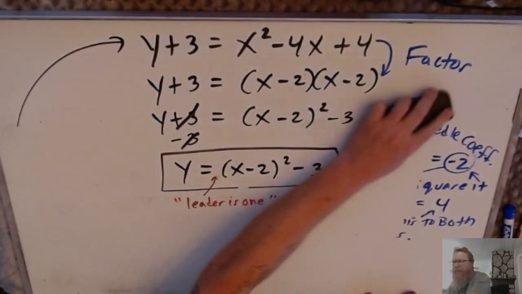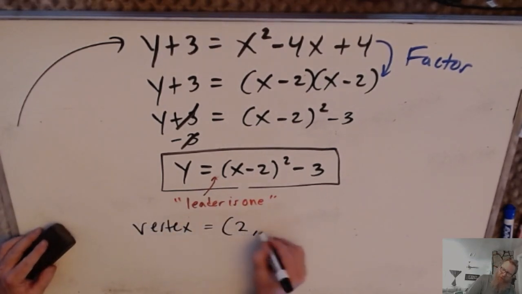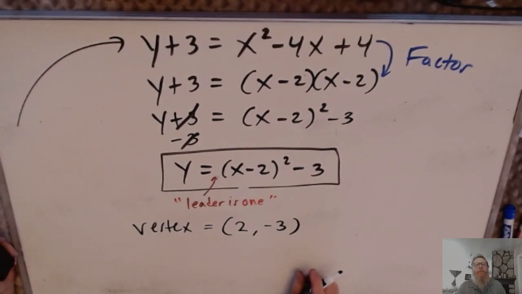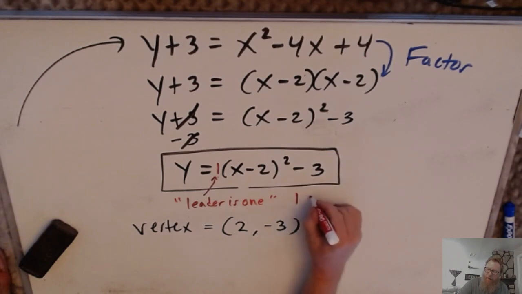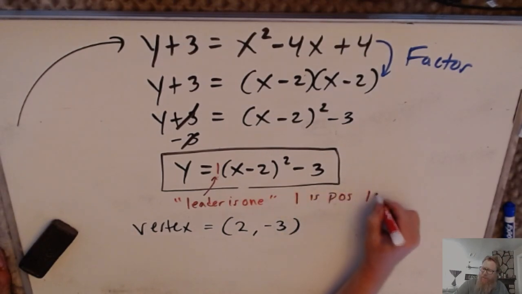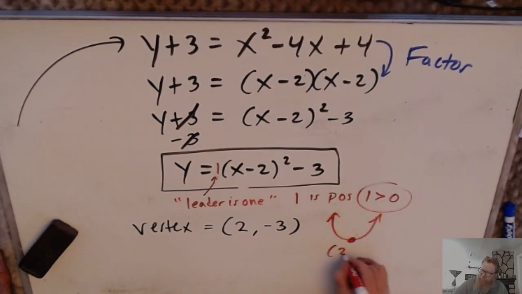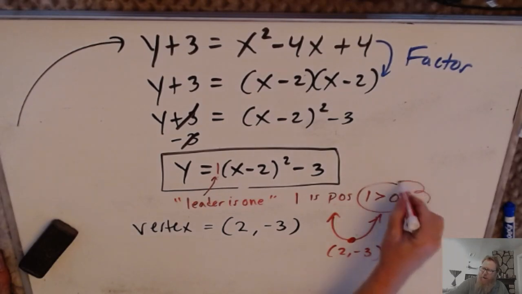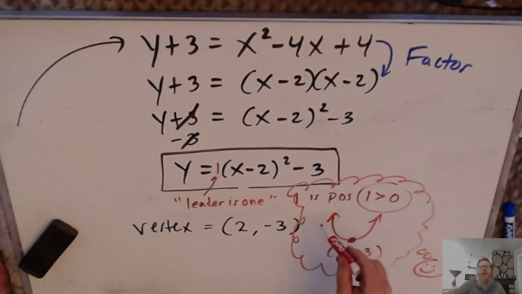All right, so once we have it in vertex form, finding the vertex is very easy. 2, -3. The leading coefficient is 1. 1 is positive, it's greater than 0. So the parabola opens up. So before I even do any actual graph paper graphing, I already know what I should get. I should get a parabola that opens up with its vertex at 2, -3.